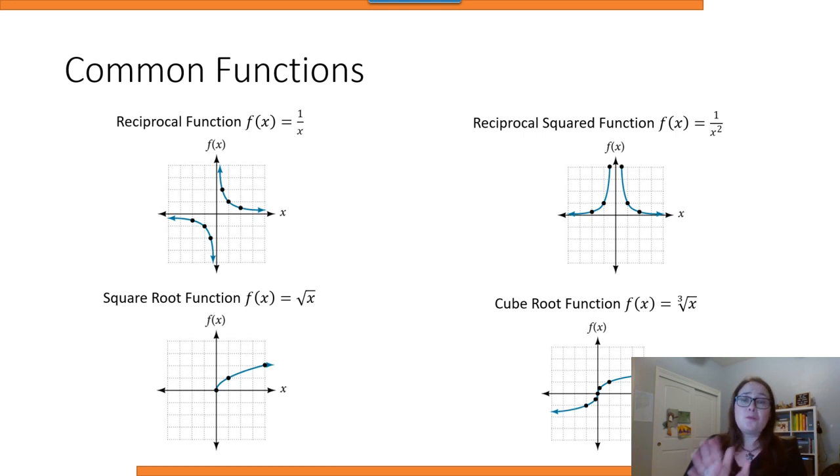And if you go through all of these functions, they are functions. They pass the vertical line test. They do not all pass the horizontal line test. For instance, that reciprocal function, you can definitely draw a line through there that intersects it twice. So that one is not one-to-one, but it is a function.